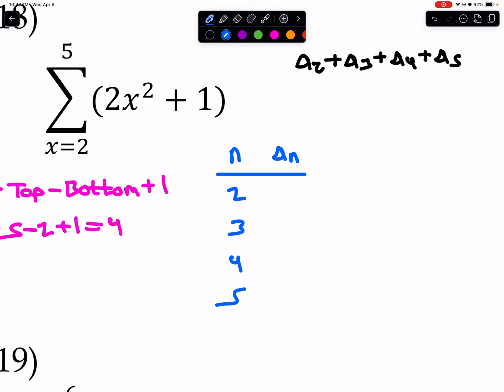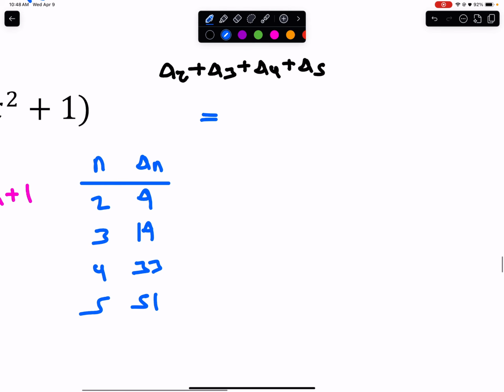So if I plug in 2, it's going to be 2 squared, which is 4. 4 times 2 is 8, plus 1 is 9. 3 squared is 9, times 2 is 18, plus 1 is 19. 4 squared, 16, times 2, 32, plus 1, 33. Then 5 squared, 25, times 2, 50, plus 1, 51. So this means we're going to do 9 plus 19 plus 33 plus 51.